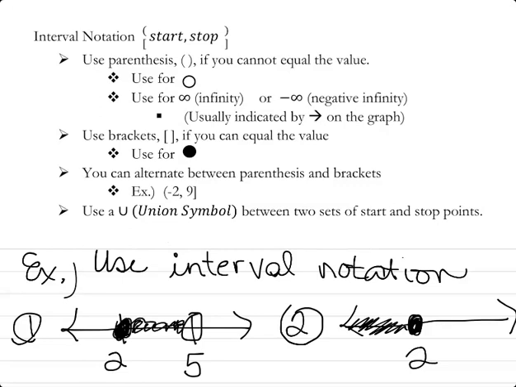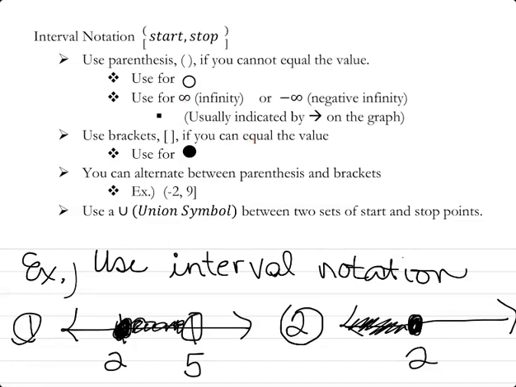If you want to go up to a number but not include the number, you're going to use the parentheses. If you can include the number, then you can equal it, and that's when I'm going to use the bracket. So I'm going to use the parentheses when I cannot equal the value, so I'm not including it. And I'm using the bracket when I can equal the value, which means I am including it.